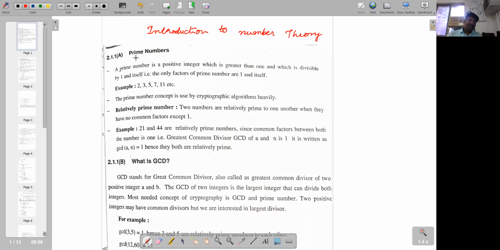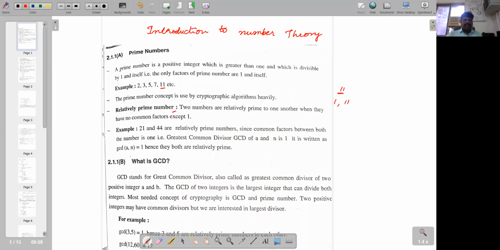First, I'm going to explain about the prime numbers, right? You all might be knowing about the prime numbers. A prime number is a positive integer which is greater than 1 and which is divisible by 1 and itself. I don't want to waste much time on this, it is the basic: 2, 3, 5, 7. For example, if I'm taking 11 as a prime number, the factors for 11 are 1 as well as itself.